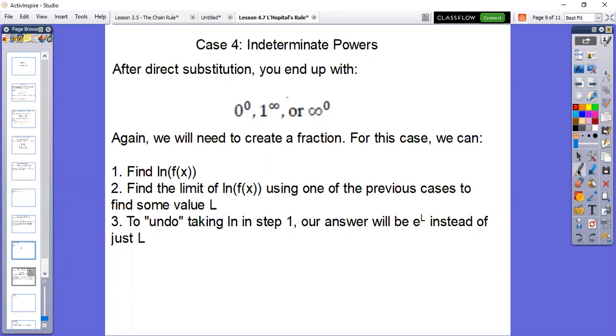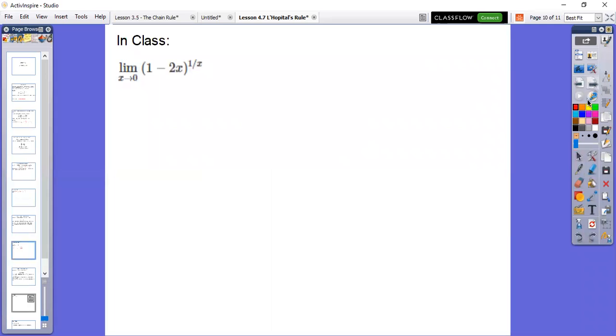Typically what we can do is take ln of the entire function, and then find the limit of ln of f of x and find some value L. Because we took ln of the function at the beginning of the problem, to mathematically undo that, our answer will be e to the L instead of just whatever we get for L. This one says in class, but I want to do this one so that you can see an example of this before we get to class.